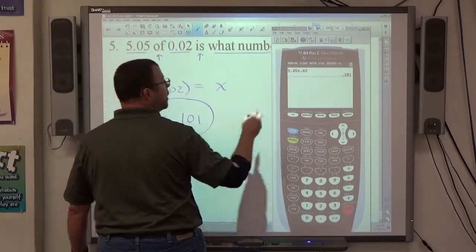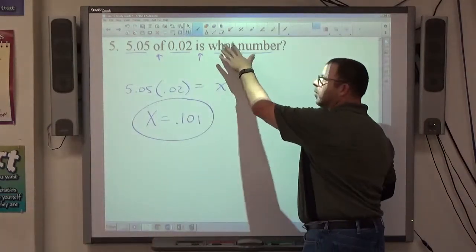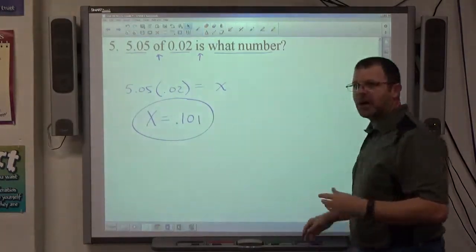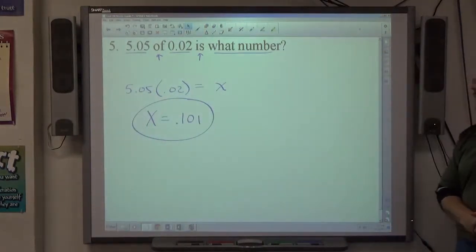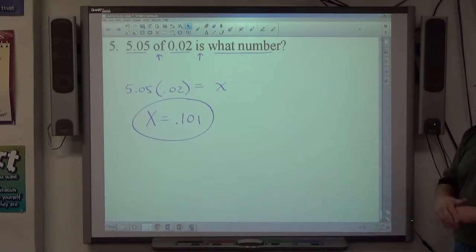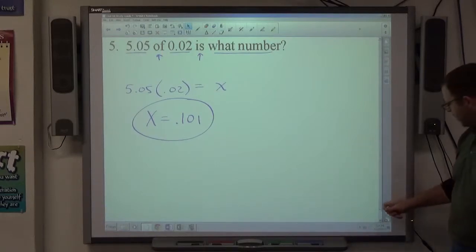Feel free to use algebra to translate words into an equation, but then use a calculator to calculate some stuff that you should have mastered back in 5th, 6th, 7th grade. So my goal in algebra is not to teach you how to multiply decimals. My goal is that you know how to multiply decimals. Feel free to use a calculator to save time.